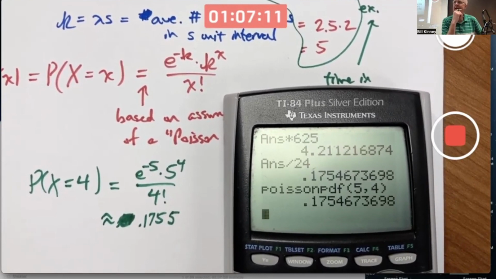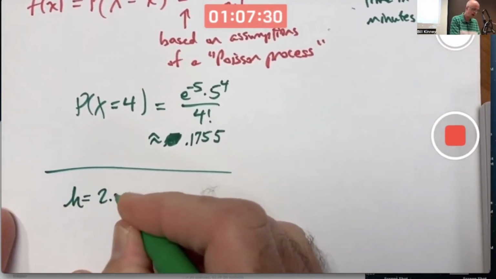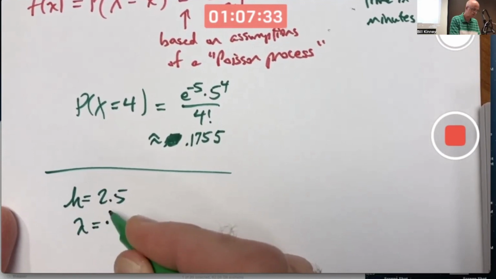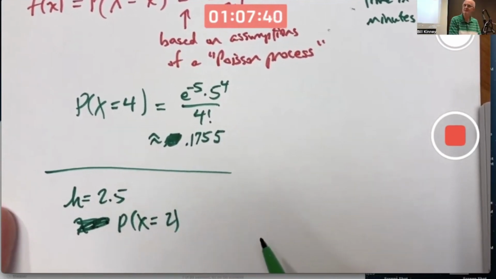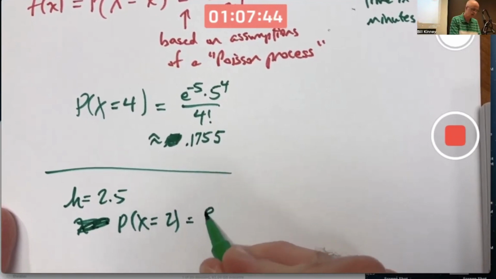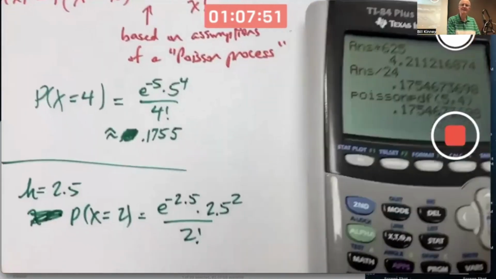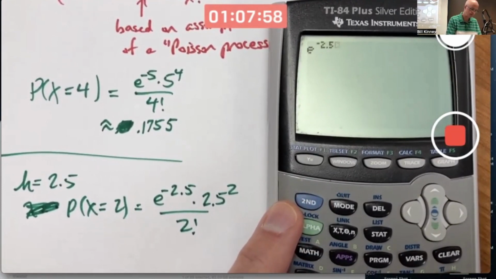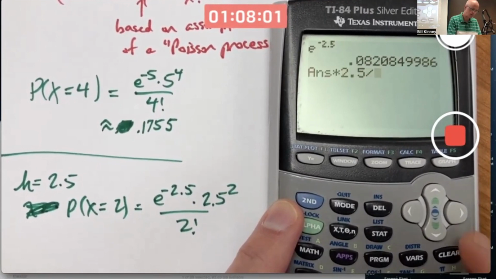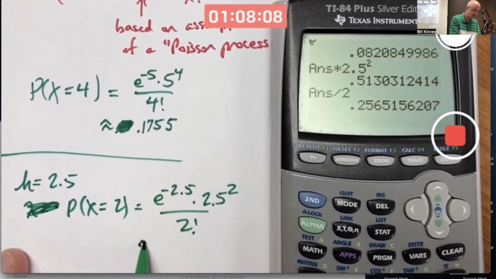Would this probability be the same as the probability of making 2 free throws over 1 minute? If my K was 2.5, and I'm after the probability of making 2, am I going to get the same answer? Not necessarily. Maybe by luck it could happen, I'm not sure, but e to the negative 2.5 times 2.5 squared divided by 2 factorial, that's about 0.26.